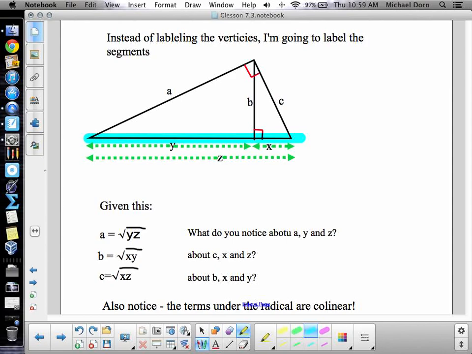We could actually figure out these relationships by drawing the triangles, but I'm going to save us a little time and just dive right into the formulas. The formulas are this, that the length A is the square root of Y times the whole thing, Z. B is the square root of X times Y. C is the square root of X times the whole thing, Z. Those relationships always hold. We call them geometric mean relationships.